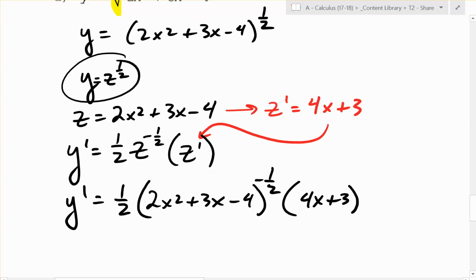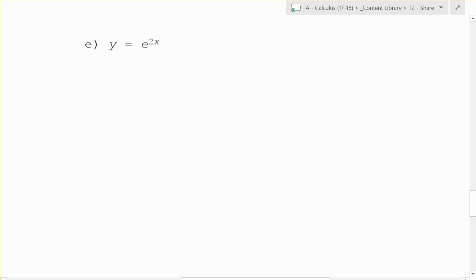Yes, this should seem repetitive. You could multiply this times this, but I'll leave it like this for now. Once you get down to, in terms of x, you were technically done. You might need to clean it up a little bit. So what about this one? Let's follow the same pattern.